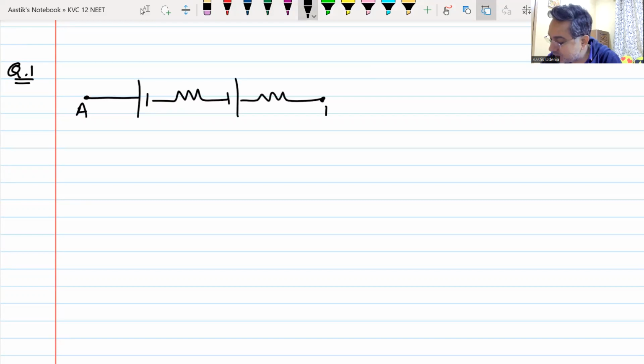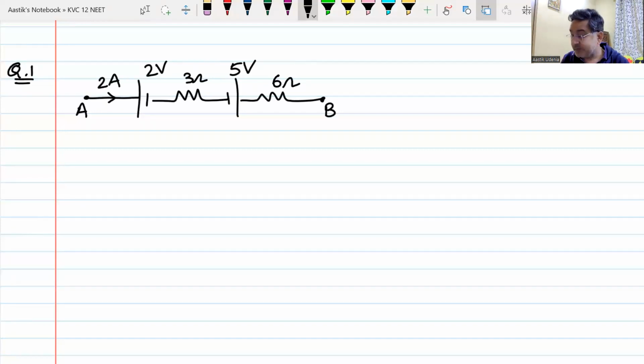This is point A, my dear friend. This is point B. The current flowing is 2 ampere. This is 2 volt. This is 5 volt. This is 3 ohm. This is 6 ohm. Anyone understand? This is a part of a circuit that I have brought and put in front of your eyes, for your eyes only. It was a James Bond movie, for your eyes only, way before I was even born. And you have to find out VA minus VB.